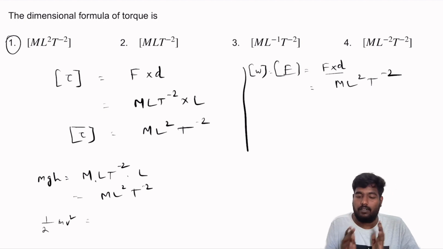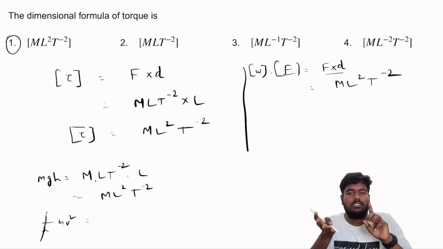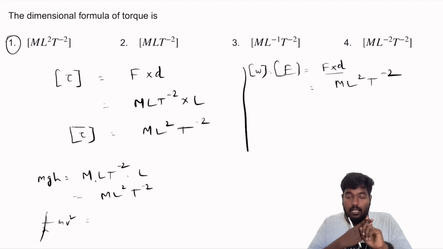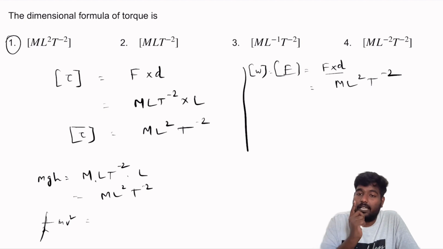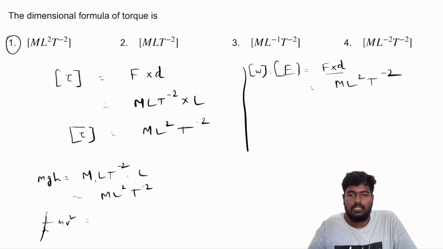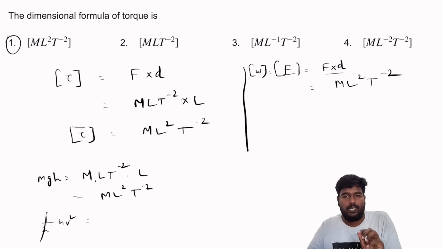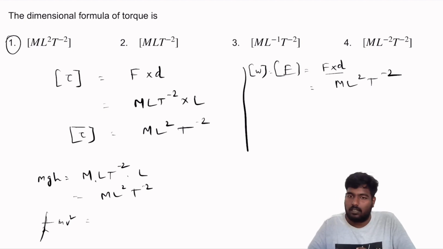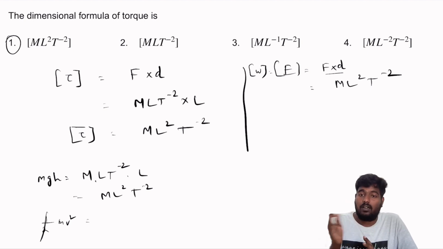Let's work out half m v square, kinetic energy. Numbers do not have dimension. So when you are dealing with dimensions, you will not take numbers, e value, pi value, or any constant value. But there are dimensional constants that we will see in future questions. For example, the gravitational constant is a dimensional constant. It has a numerical value, and it also has a unit. Dimensional constants are different from constant numbers.